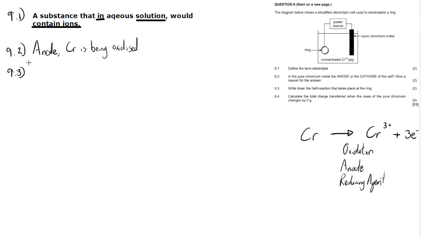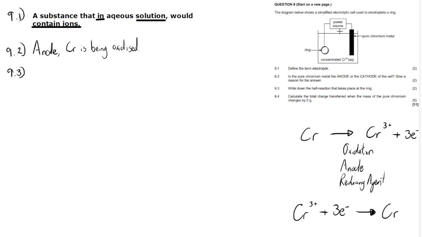9.3, write down the half reaction that takes place at the ring. See how we're almost there? We've done the half reaction that takes place at the metal. Now we need the reverse to take place. We need this half reaction to occur the other way around. We need these chromium ions to then each gain electrons to form chromium metal.